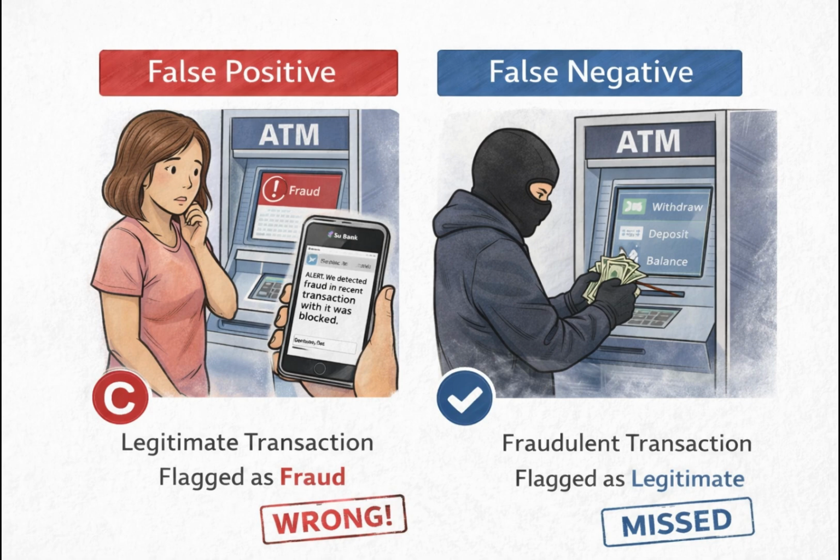In the third example, we see a financial fraud detection system. On the left, a false positive flags a legitimate transaction as fraud, blocking a customer's card and creating unnecessary stress. On the right, a false negative allows a fraudulent transaction to go through, resulting in real financial loss.